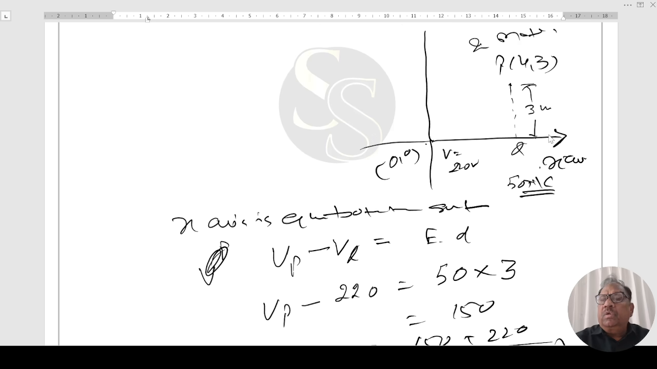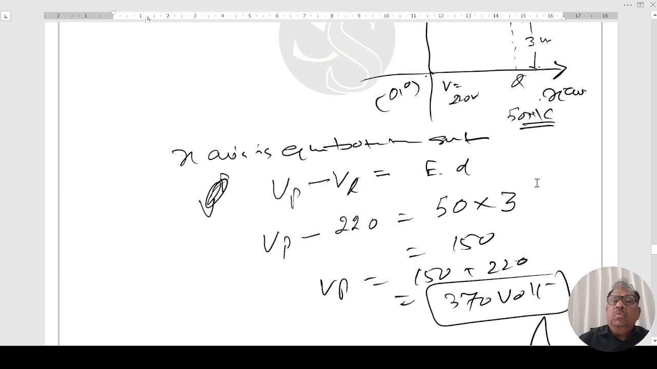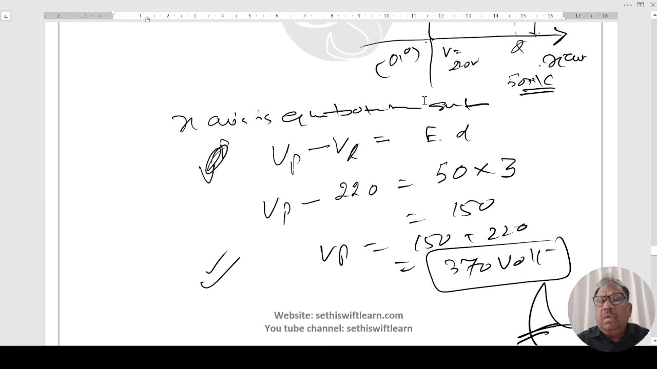It being an equipotential surface, we have to find the potential difference between P and Q. So VP minus VQ will be equal to 50 into 3, because the potential at this point and at this point will be 220 volt, being an equipotential surface. That is the answer. Right?